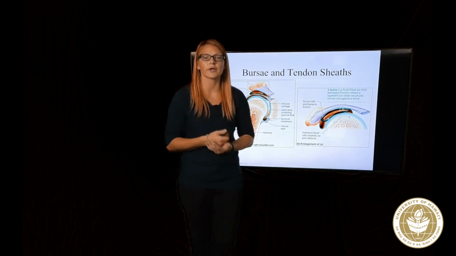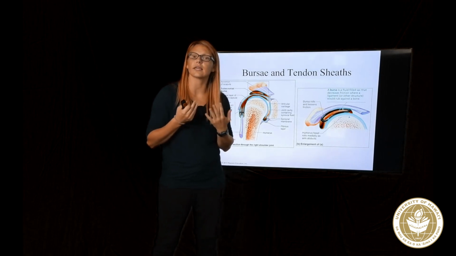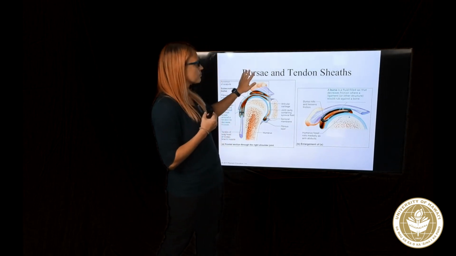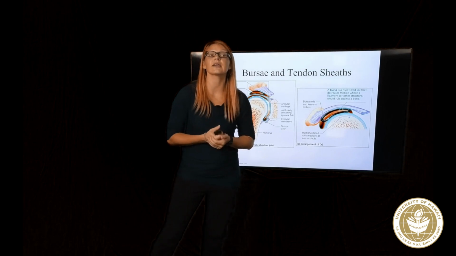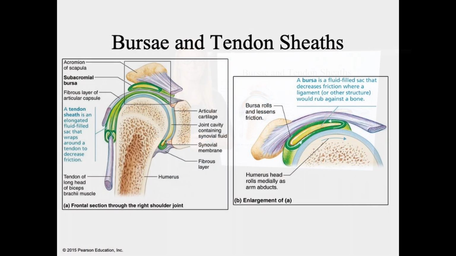So those are some more features of synovial joints, not necessarily always there, but they can be there. These bursae, tendon sheaths, fatty pads, and the articular discs or menisci.